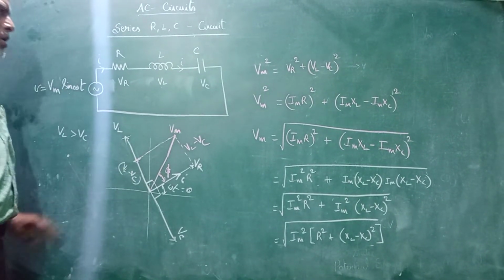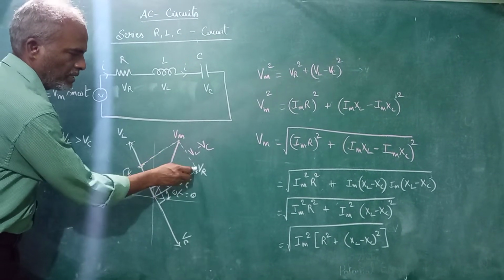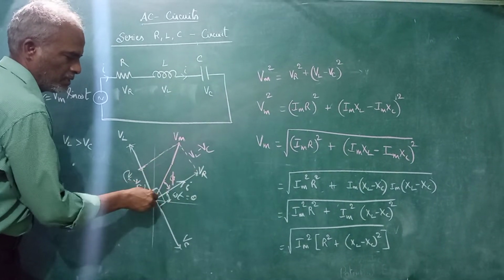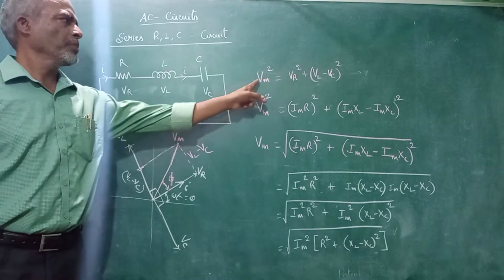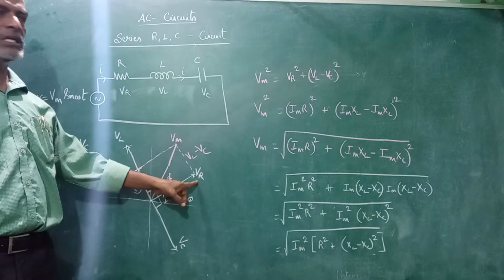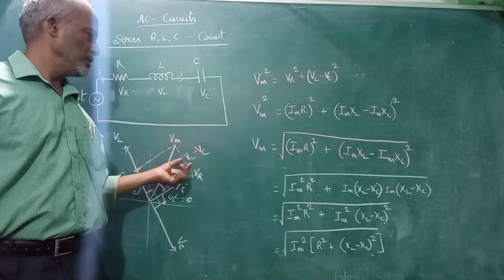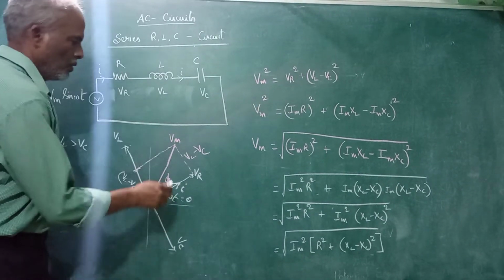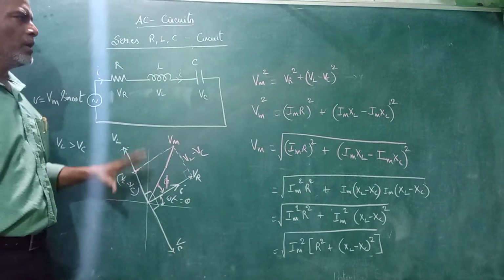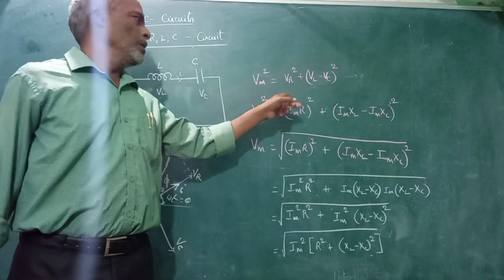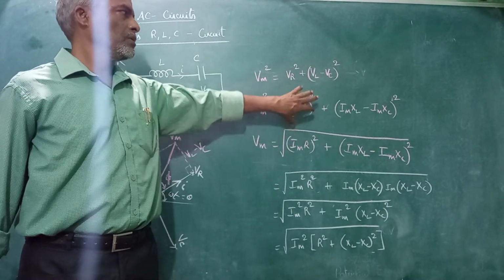phi. Now you apply the Pythagoras theorem. This height is the same as the height here, VL minus VC, and this is VR. So for this triangle, hypotenuse square, Vm square, is equal to side 1 square, which is VR square, plus VL minus VC the whole square. So we are applying the Pythagoras theorem for this triangle, and this is 90 degrees. Now Vm square is equal to VR, where VR is Im into R, maximum current into resistance, the whole square.